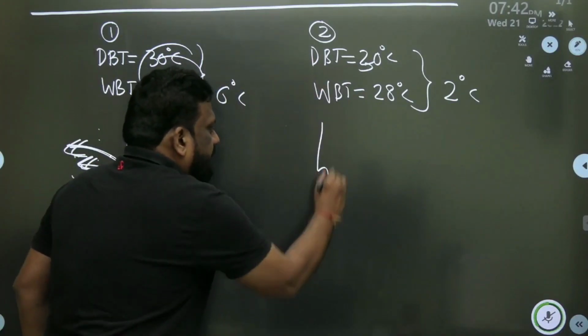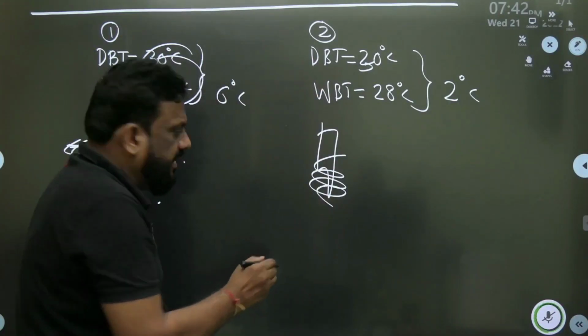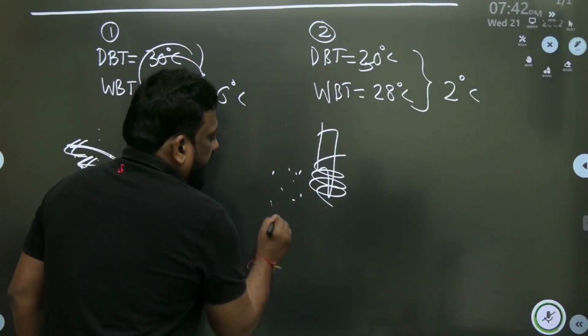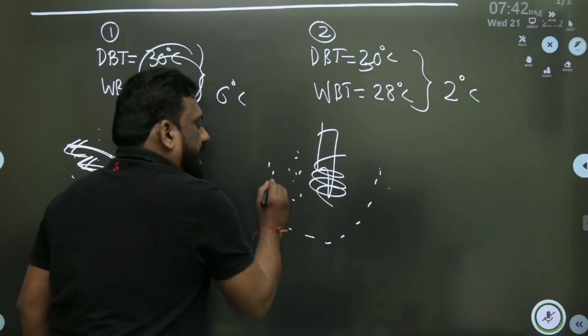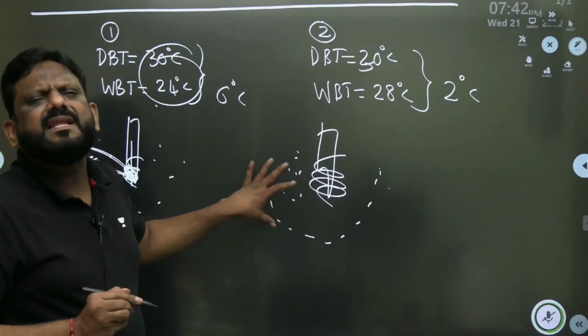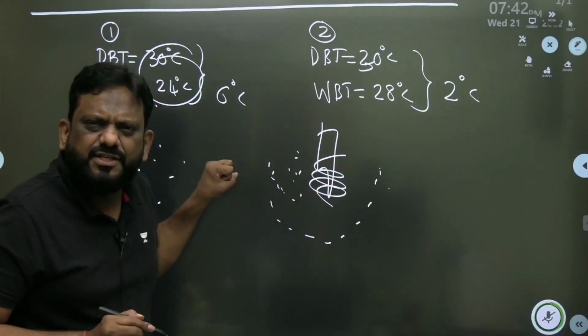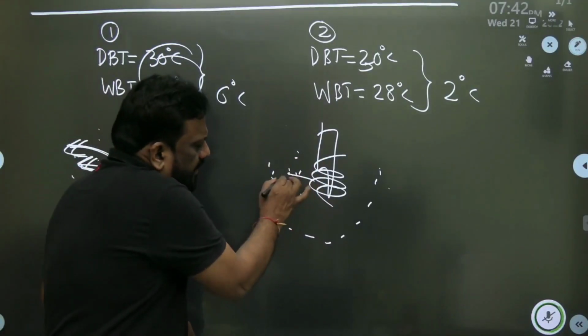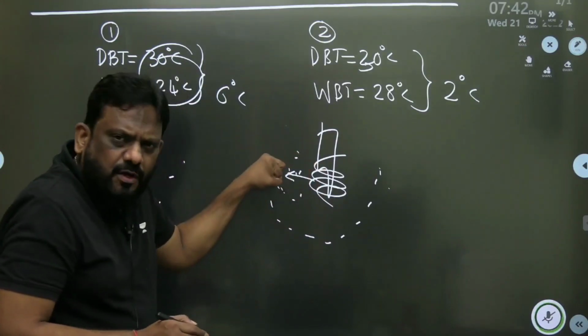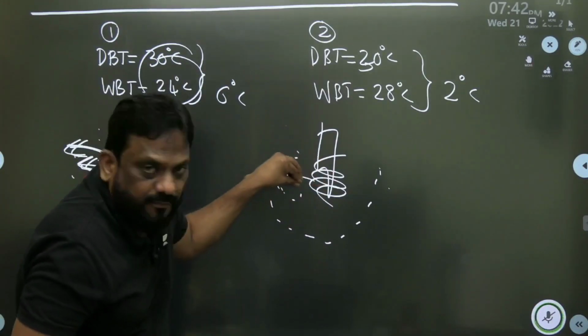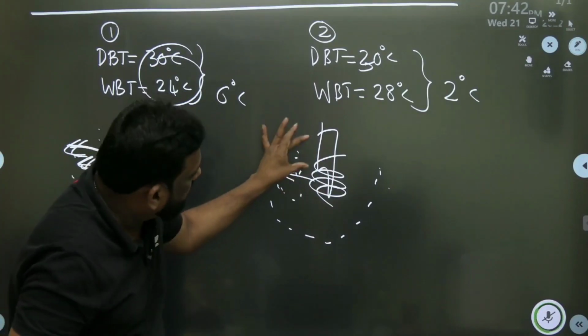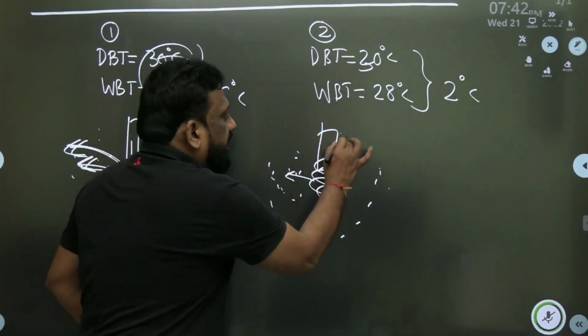It means if this is the wet bulb wick and this is the air, here the moisture is very large. If the moisture is very large, it has less capacity to absorb. When it has less capacity to absorb, it will take less vapor. When it is absorbing less water vapor, less amount of heat is taken from this. So when less heat is taken, the drop will be less. Thereby, the difference is less.